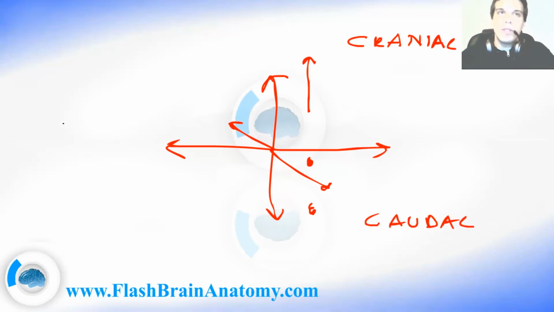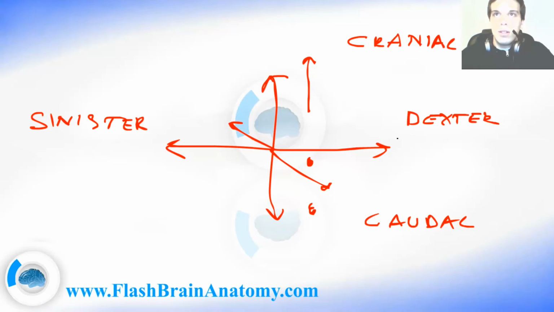We also have the sinister and dexter. Sinister means left and dexter means right. We have the dorsal and we have the ventral. So the ventral, dorsal, cranial, caudal, dexter, sinister.